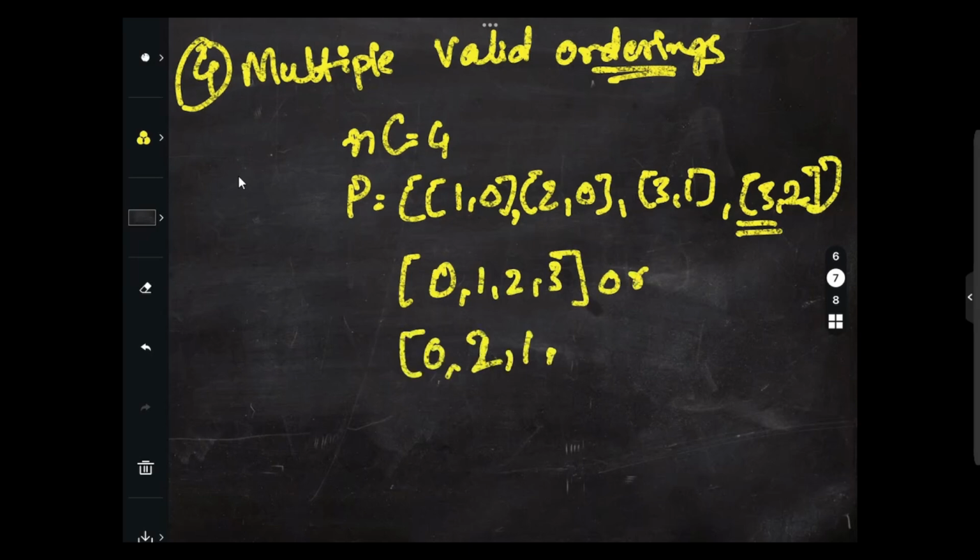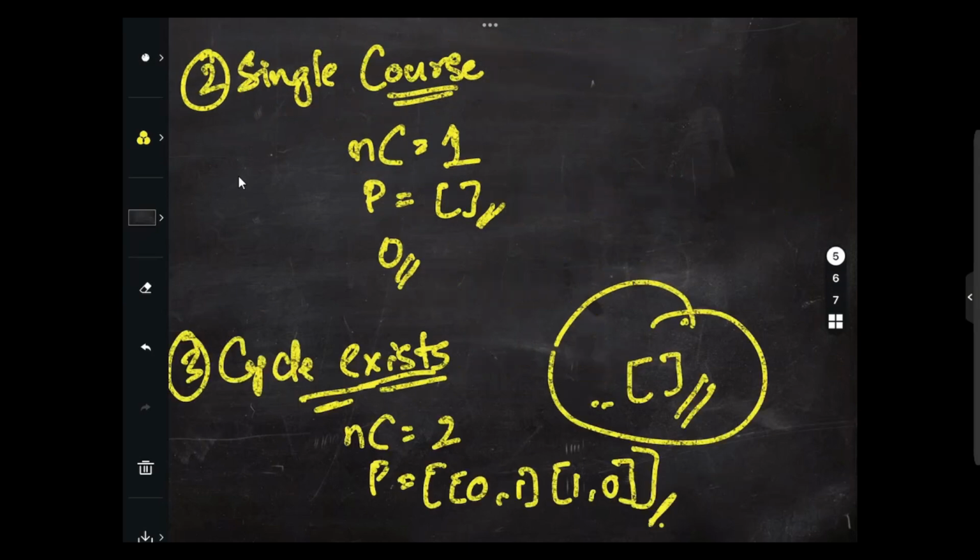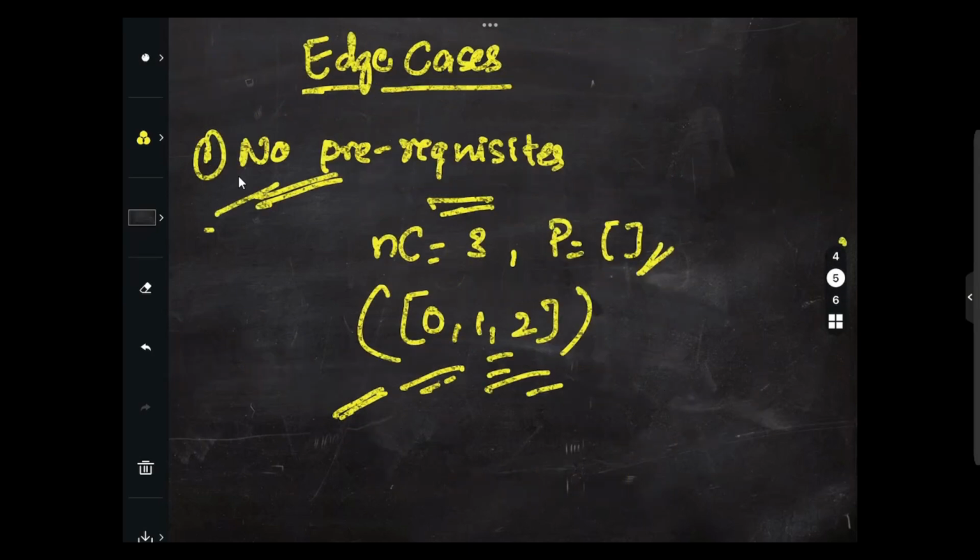Second example 0, 2, 1, 3. So this is valid, right? So this is for the condition multiple valid orderings. This one I don't have to explain. I have already explained this one, right? So I hope all the edge cases are clear here.